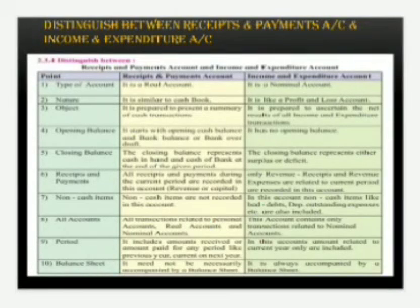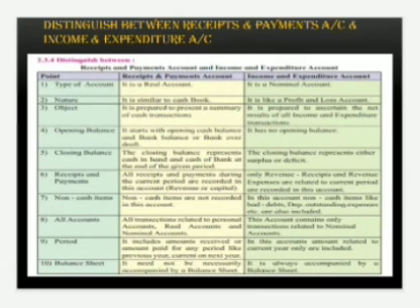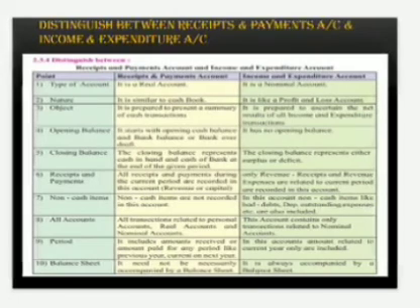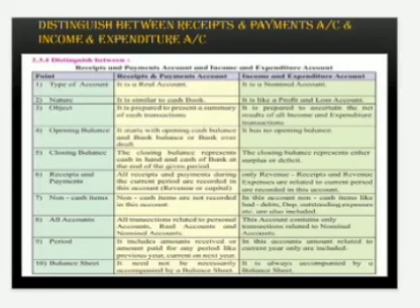See the difference between receipts and payments account and income and expenditure account. Receipts and payments account is a real account: debit what comes in, credit what goes out. Income and expenditure account is a nominal account: debit all expenses and losses, credit all incomes and gains. Nature: it is similar to a cash book, and it is like a profit and loss account. The object of receipts and payments account is to present a summary of cash transactions, and here it is prepared to ascertain the net results of all income and expenditure transactions.